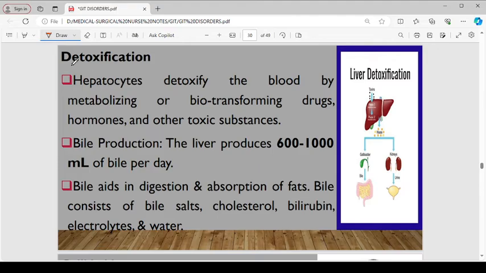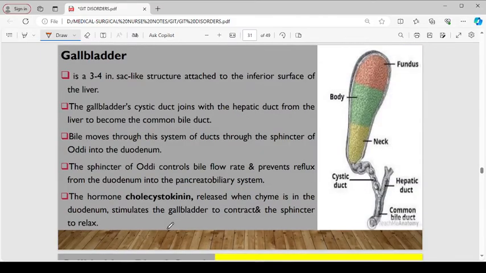On detoxification, we have hepatocytes. These are liver cells. They will detoxify the blood by metabolizing or transforming drugs, hormones, or other toxic substances. The liver normally produces around 600 to 1000 milliliters of bile per day, and this bile will aid in digestion and absorption of fats. Normally, bile consists of bile salts, cholesterol, bilirubin, electrolytes, and water.